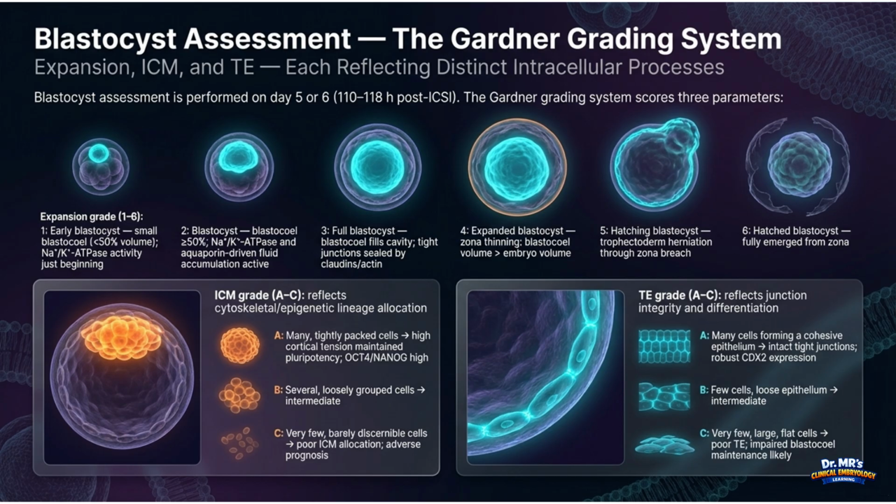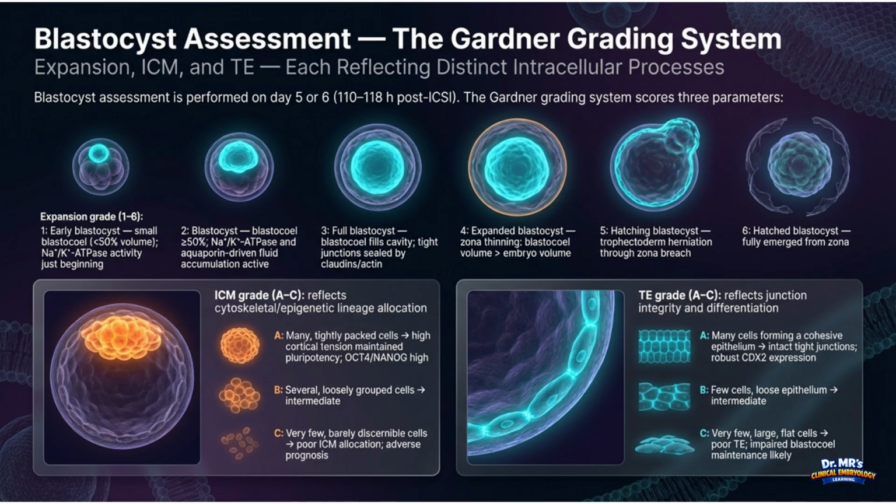And by grade 5, the pressure is so great and the trophectoderm has secreted specific lytic enzymes that the embryo bursts out of the zona pellucida. It's hatching. Correct. Okay, the next part of the grade is a letter, A, B, or C, evaluating the inner cell mass, the ICM. This is the cluster of cells that will actually become the fetus. A grade A ICM is a tightly packed, prominent mass with many cells. Intracellularly, this visual reflects high cortical tension, which physically maintains the cells in a round, compact state. And molecularly? Molecularly, it correlates with the robust expression of core pluripotency transcription factors, specifically OCT4 and NANOG. These genes keep the ICM cells undifferentiated and capable of forming every tissue in the human body.